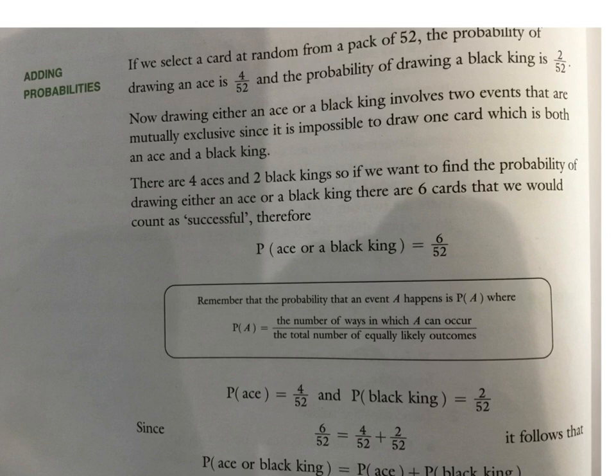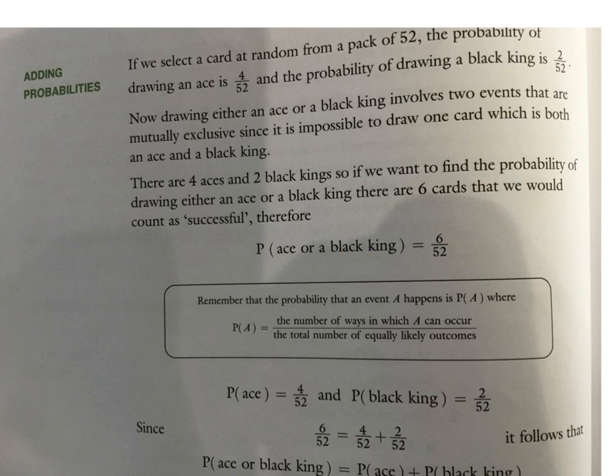There are 4 aces and 2 black kings, so if we want to find the probability of drawing either an ace or a black king, there are 6 cards that we would count as successful. Therefore, the way this is written reads as the P for the probability of an ace or a black king. So the probability of an ace or a black king equals 6 over 52.